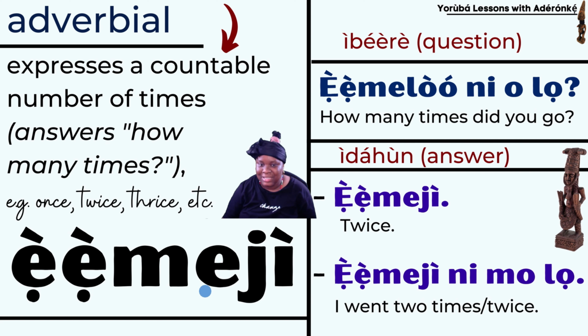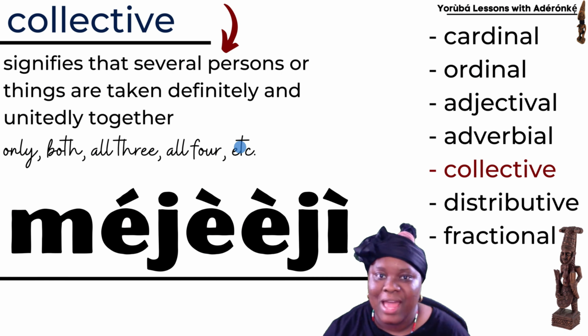Méjì is méjì. However, as a result of this being added to it, this changes. So it becomes ẹ̀ẹ̀mejì rather than ẹ̀méjì. In certain dialects, they do say ẹ̀méjì. I've heard that in some Yoruba dialects, however small their population is, but ẹ̀ẹ̀mejì, 2 times, twice. That's what twice is. So how many times did you go? Ẹ̀ẹ̀mejì, twice. Or ẹ̀ẹ̀mejì ni mo lọ, I went twice. I went 2 times.